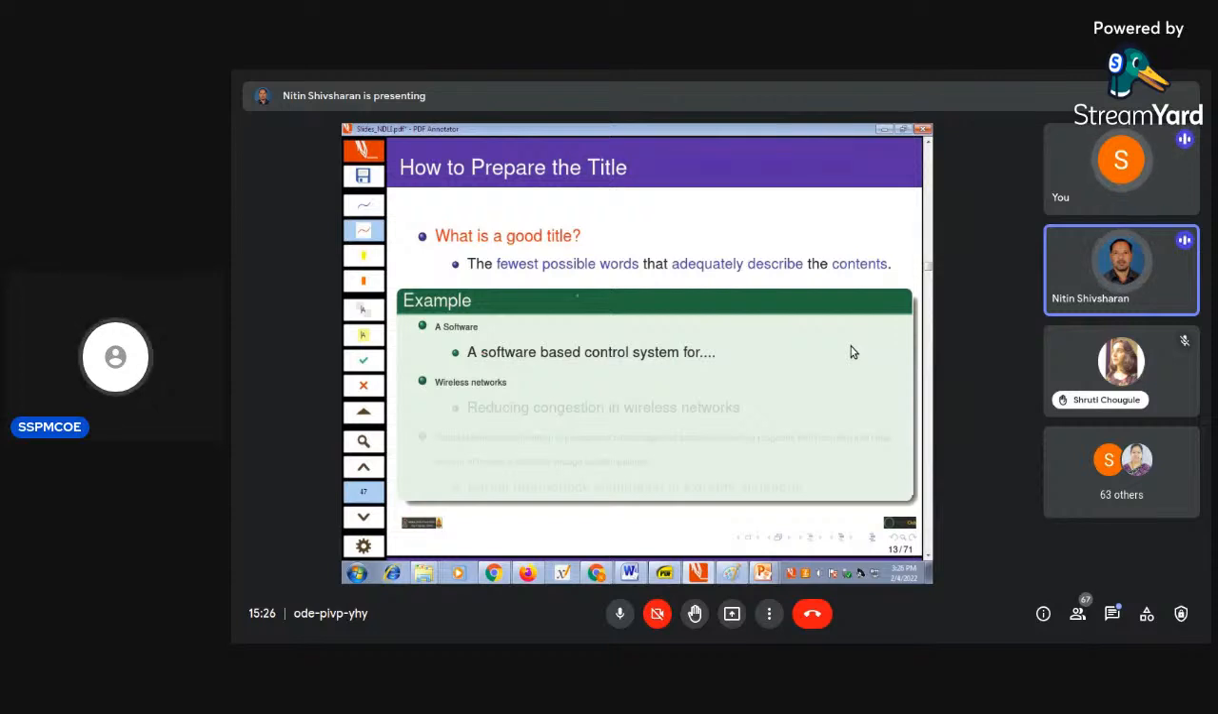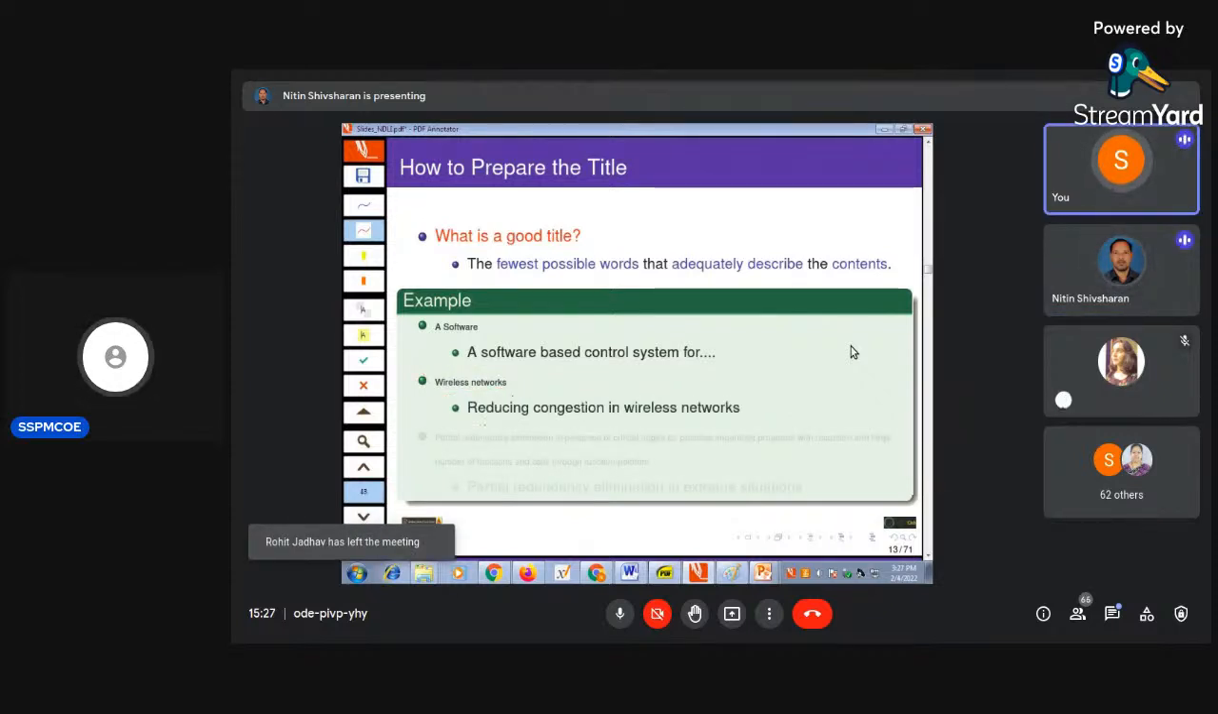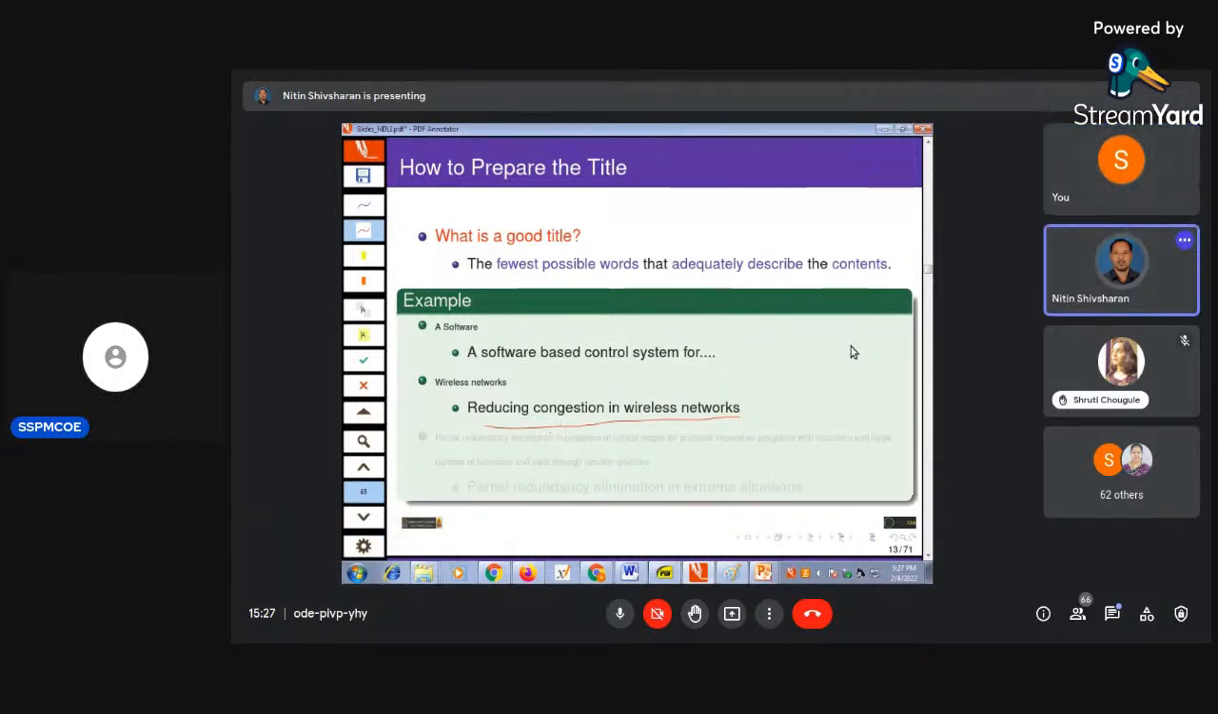Second, "Wireless network." My research paper title is wireless network. This type of title will not be accepted by any journal, as it does not convey meaning or give any information related to the selected topic, what you are going to do, or what research component you are going to add. This can be reframed like this: "Reducing the congestion in wireless network." This will be a reframed title.